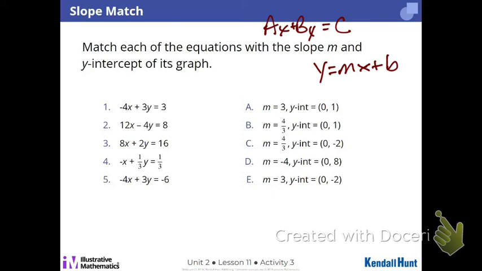All right, let's find it. Going over number 1 real quick.